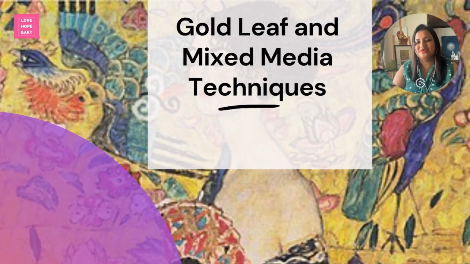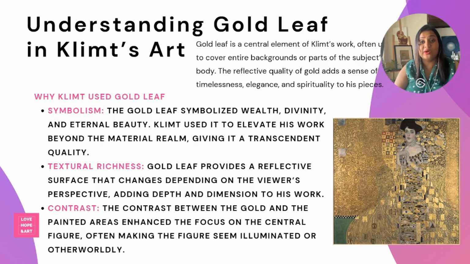Going on to the gold leaf and the mixed media technique that was very signature to him. So why did he use gold leaf? So one was for symbolism. Gold leaf symbolized wealth, divinity, and eternal beauty. Klimt used it to elevate his work beyond the material realm, giving it a transcendent quality. Going on to the textural richness, the gold foil provided a very reflective surface that changed depending on the viewer's perspective. So this added depth and dimension to his work.